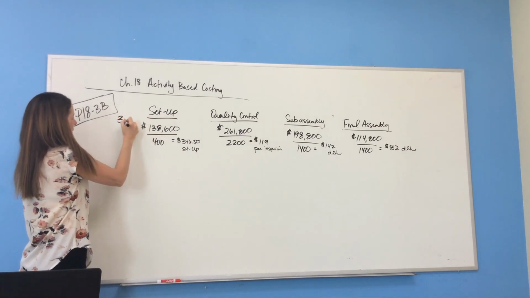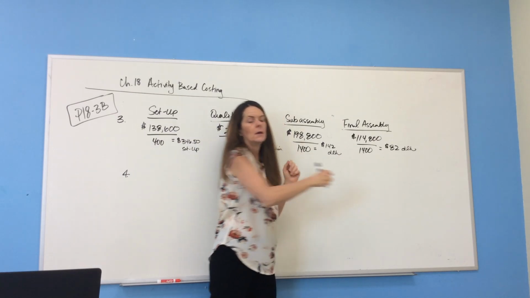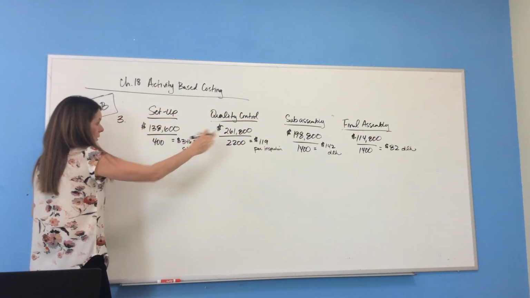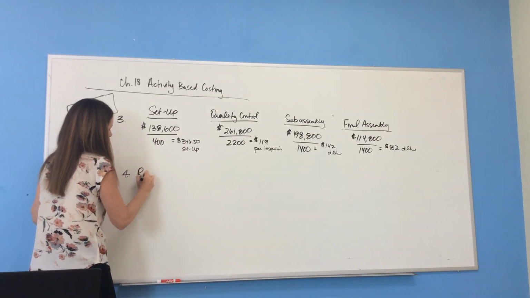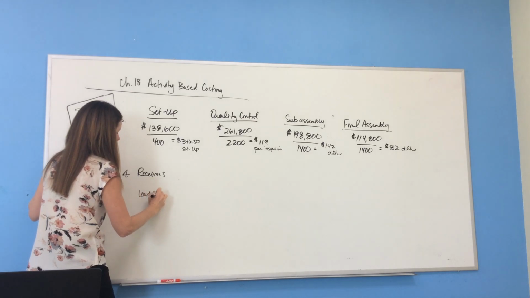This was number 3. In number 4, you're going to use these activity bases and apply them to figure out how much per activity is going to be for your receivers and for your loudspeakers. Okay?